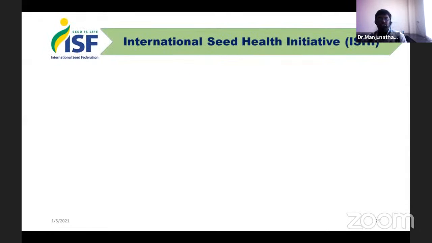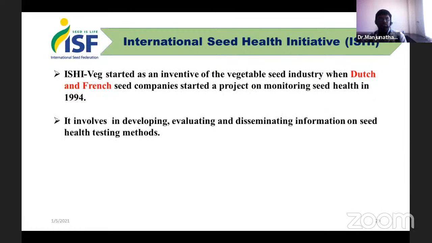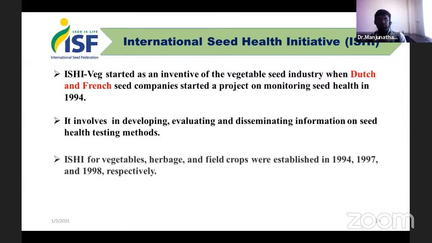And another one is the International Seed Health Initiative. At present, its finance and administration come under the International Seed Federation. As I mentioned, it started as an inventory of the vegetable seed industry, for Dutch and French seed companies, in 1994 to monitor seed health. This organization also involves developing, evaluating, and disseminating information on seed health testing methods.